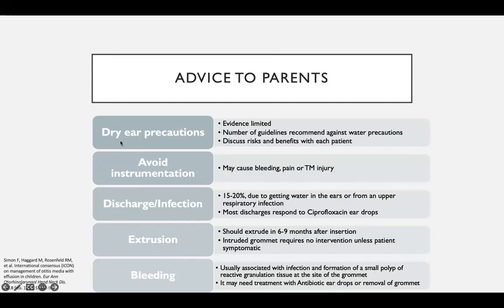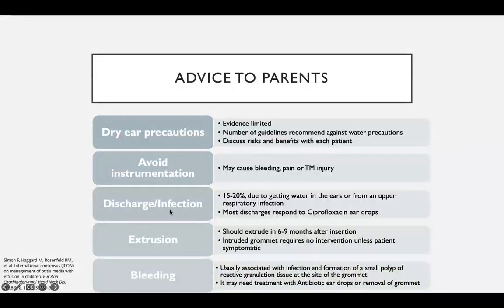So dry ear precautions, are they recommended or not? The evidence is quite limited, and a number of guidelines actually recommend against water precautions. However, what they do say is that you should discuss the risks and benefits with each patient. And the thinking is that keeping the ear dry prevents onset of infection. We should avoid instrumentation, as this causes bleeding, pain, or injury to the tympanic membrane.